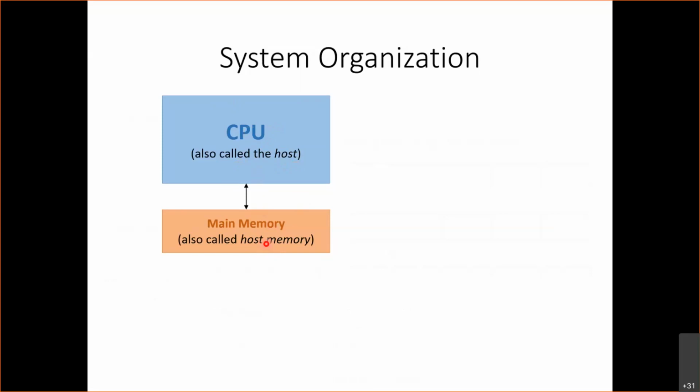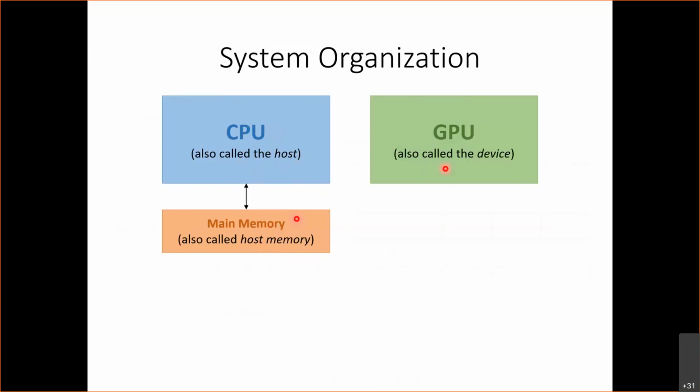Now, this is a typical system. We have a CPU that has access to some memory. When we want to use GPU computing, we're also going to have a GPU in our system. Maybe we can have multiple GPUs, but for now we're just going to worry about having one GPU. The GPU is called the device, and the GPU has access to its own memory. This is the GPU memory, and we also sometimes call that memory global memory.